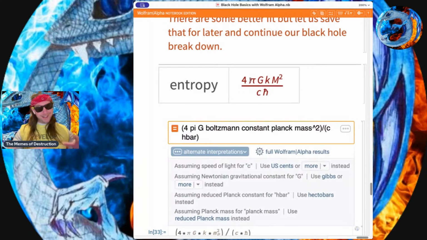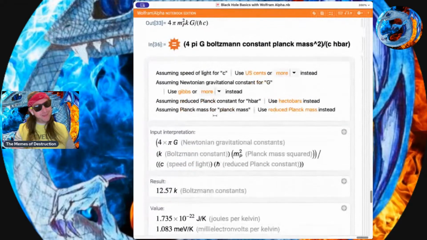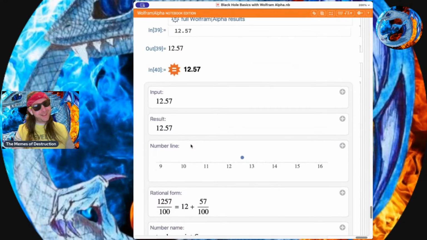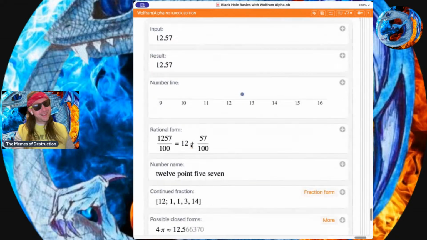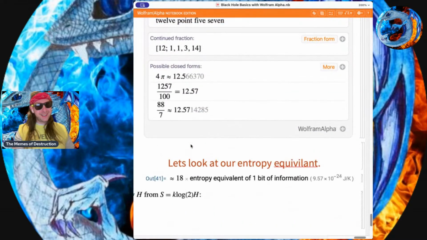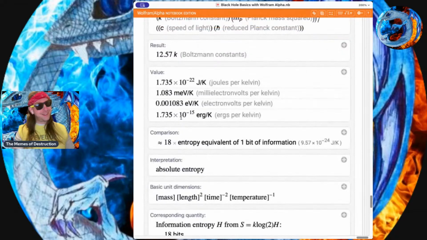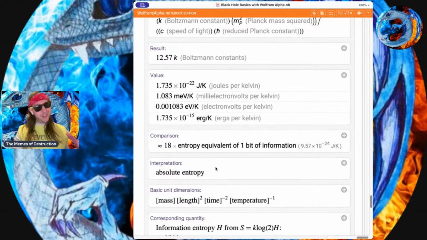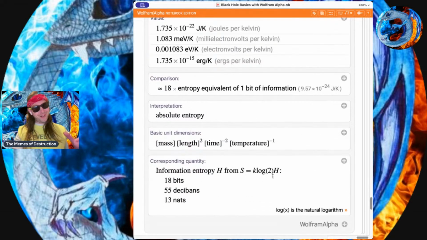Are we talking about something taking its spherical form, not trying to assume any of the other stuff that seems to always be going on? Okay, we got a sphere of Boltzmann constants. I mean, that's pretty neat. Let's delve into the other things it gives us. Let's look at our entropy equivalent. This is approximately 18 times the entropy equivalent of 1 bit of information. I've done stuff on that before. Interpretation, absolute entropy: the corresponding quantity when we run this is 18 bits.